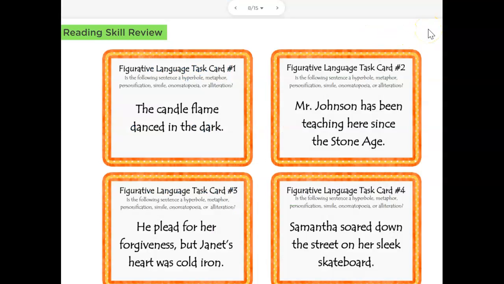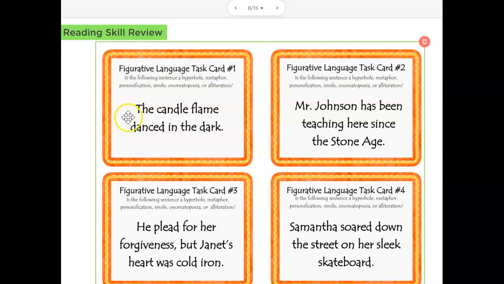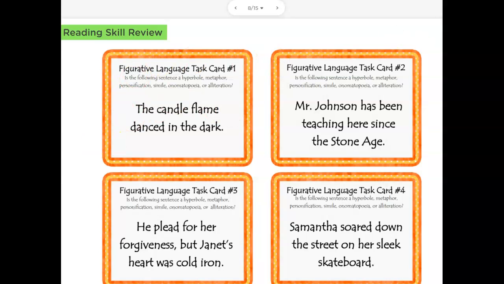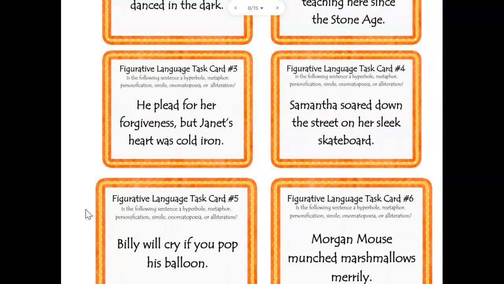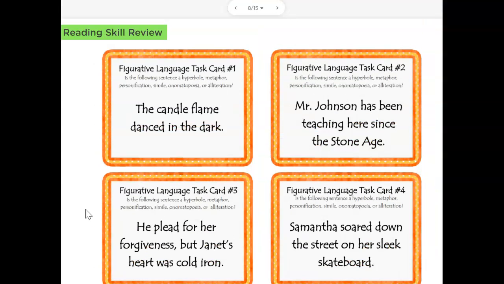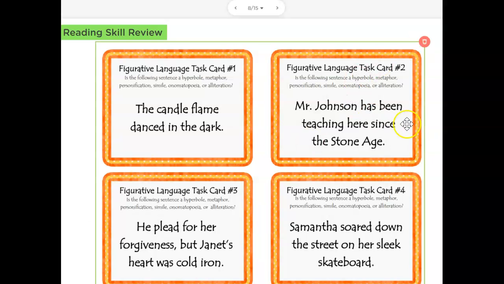For our skills practice for today, we will be identifying which type of figurative language each one of these examples are. We'll do the evens together and then you will do the odds. Let's go ahead and begin. Number 2. So we have to decide if it's a hyperbole, metaphor, personification, simile, onomatopoeia, or alliteration. If it is one of those, I'm going to highlight why it is that.